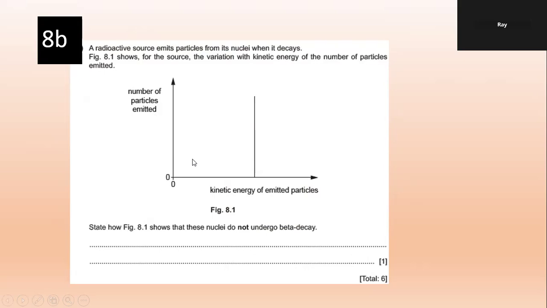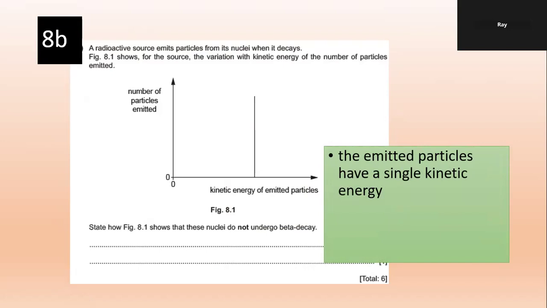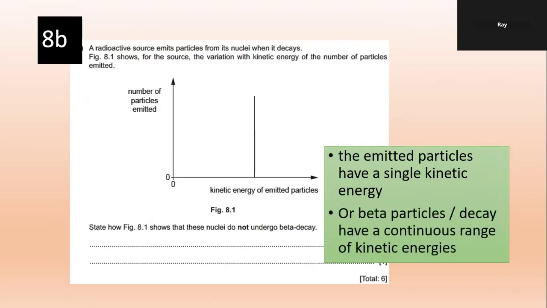Beta decay usually involves three particles. So the beta particle has a continuous range of energy, whereas alpha is a two-particle decay. So it has only one energy or two energies, that's the most. Oh, I see. The emitted particle has a single kinetic energy. That's your observation. Or beta decay has a continuous range of kinetic energy. Okay.